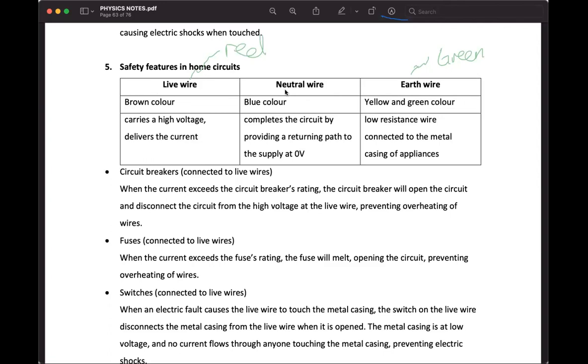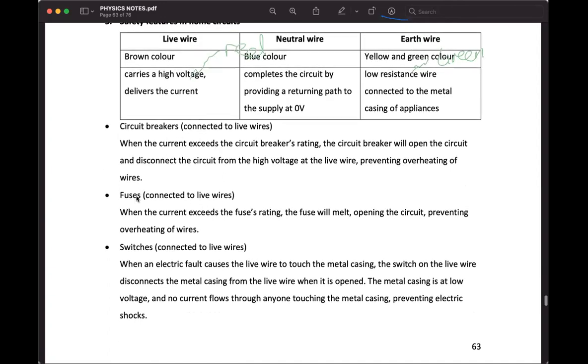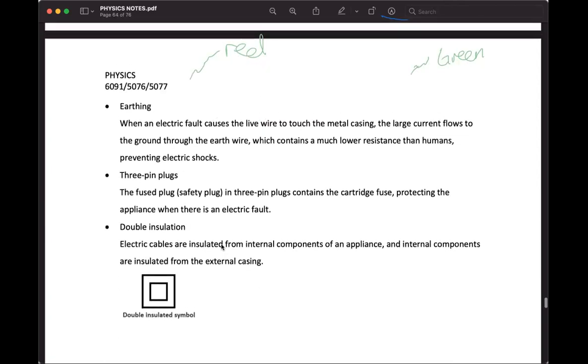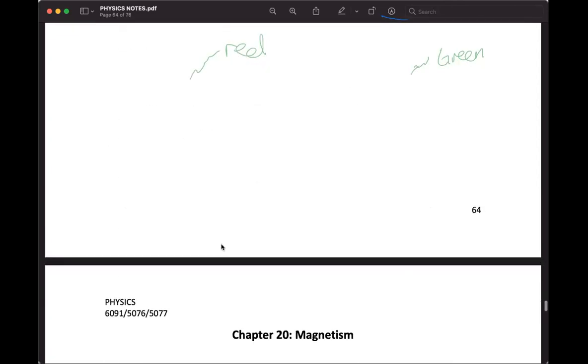Is that clear? The neutral wire is a neutral color, blue. It is connected to the 0 volt of the power supply. And can you see over here? All these 3 features are connected to the live wire, not the neutral wire and not the earth wire. Is that clear?